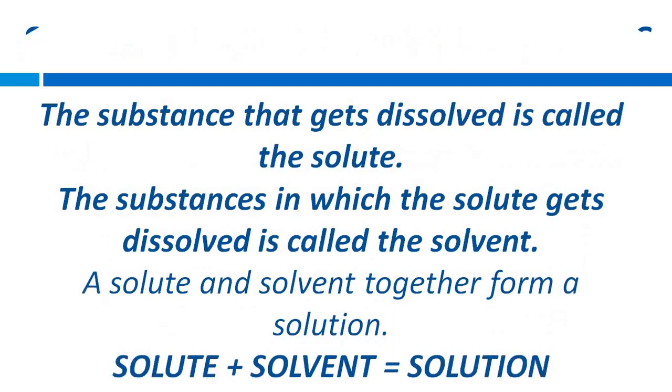Okay, so here the substance that gets dissolved is called solute, and the substance in which the solute gets dissolved is called solvent. And when you mix the solute and solvent together, they form a solution. Fine. So in short, you can say solute plus solvent is solution. Means solution is the mixture of solute and solvent.